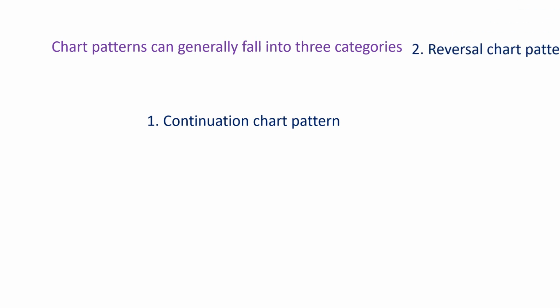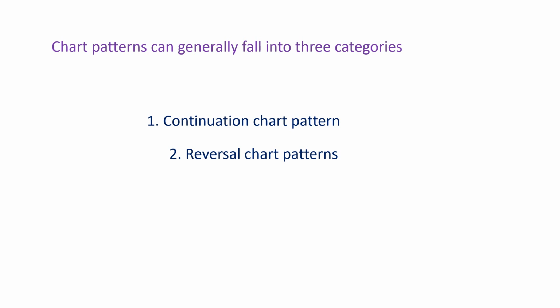Chart patterns generally fall into three categories. The first one is continuation chart pattern, which shows the price trend will continue once the pattern has finished. They are seen as a pause in the market direction, such as a period of price consolidation or build-up before the trend resumes and continues its course. They can be seen as both uptrend and downtrend continuation patterns.